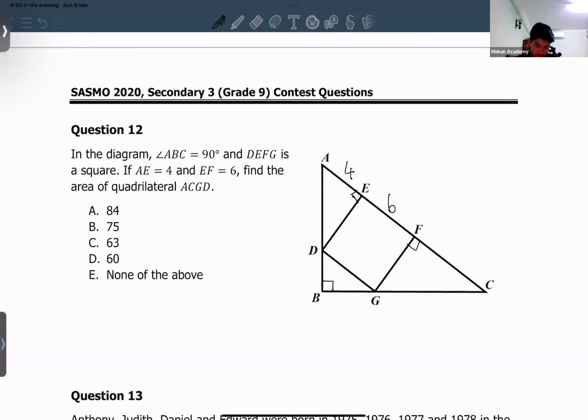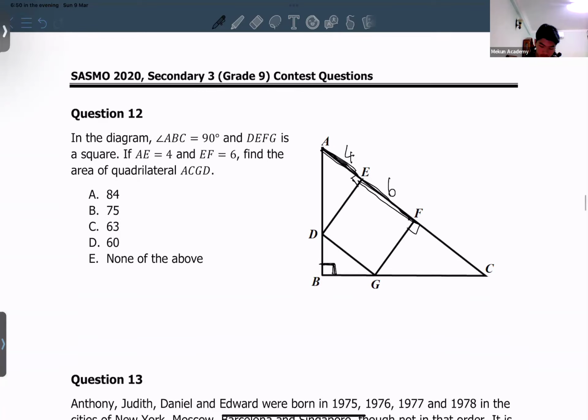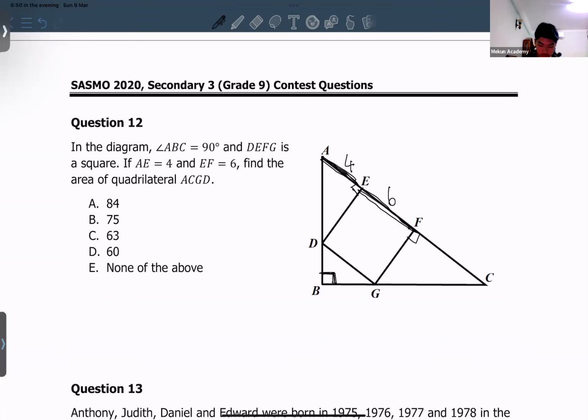So, in the diagram, they said ABC equals 90. So ABC, which is this angle, is equal to 90. DEFG is a square. And then AE, which is over here, equals 4. EF equals 6. So they let us find the area of quadrilateral ACGD. So first, it's given that DEFG is a square, so this angle is equal to 90, and this angle is also equal to 90.